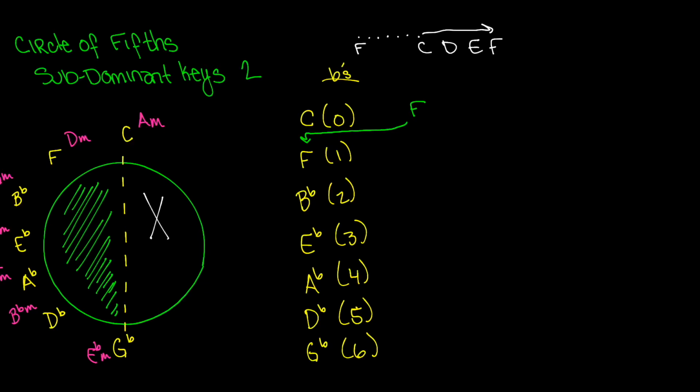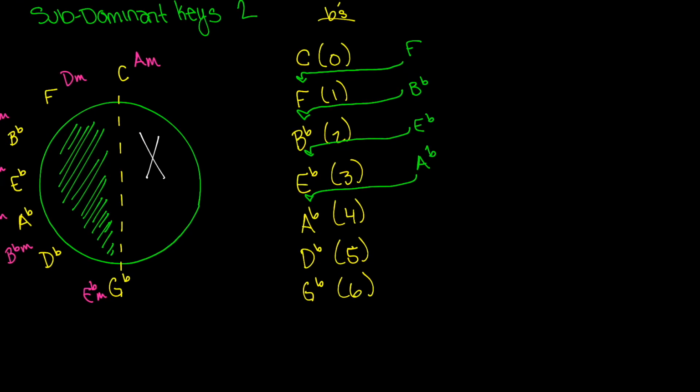And then I think about what is the 4th degree of F major? Well, that would be B flat. And that is what's getting listed over here. Then I think about what is the 4th degree of B flat? And that is E flat. And that's what's getting listed over here. What is the 4th degree of E flat? That is A flat. And that's what's getting listed over here as our next iteration.